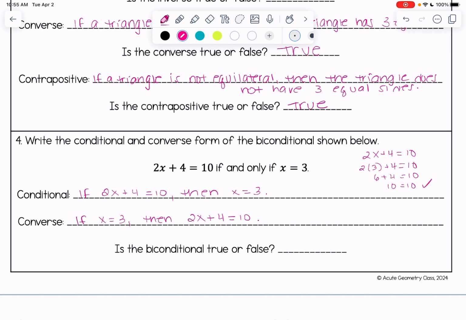So for the conditional, when it says if 2x plus 4 equals 10, then x equals 3, that's a true statement. We just showed that algebraically off to the side. If x equals 3, then 2x plus 4 equals 10, and that is also true. So since the conditional and the converse are both true, this biconditional is also true.